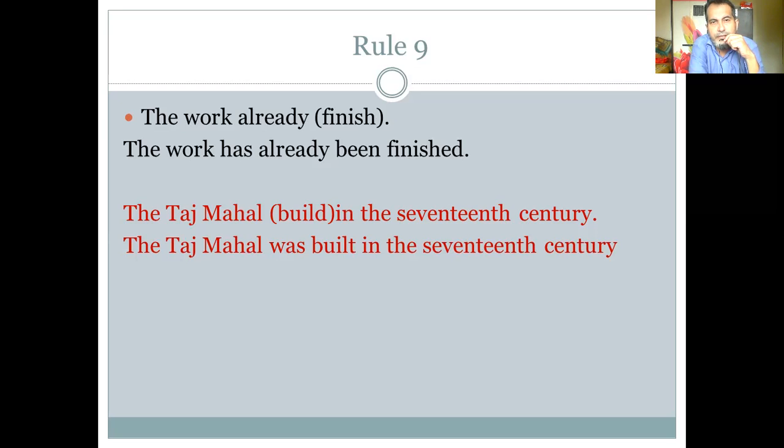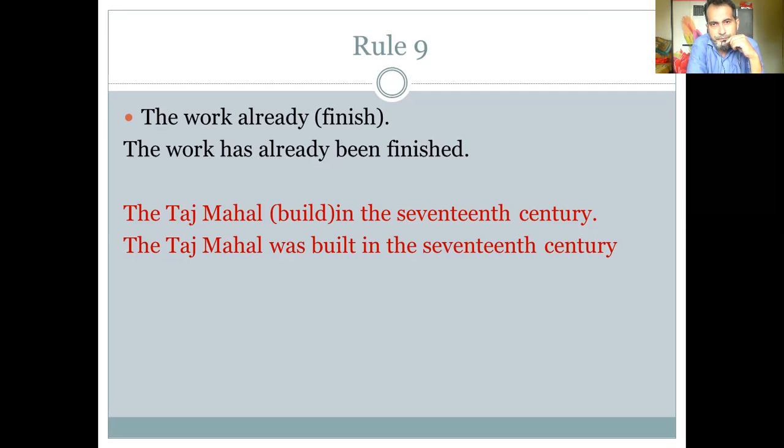The work has already been finished. When you see the word "already," we usually use present perfect tense. That's why the rule of present perfect is applied here, and the passive voice is also applied here. So what is the solution? The work has already been finished. That means the work is done already, and who has done the work? The workers. Another example: the Taj Mahal (build) in the 17th century.